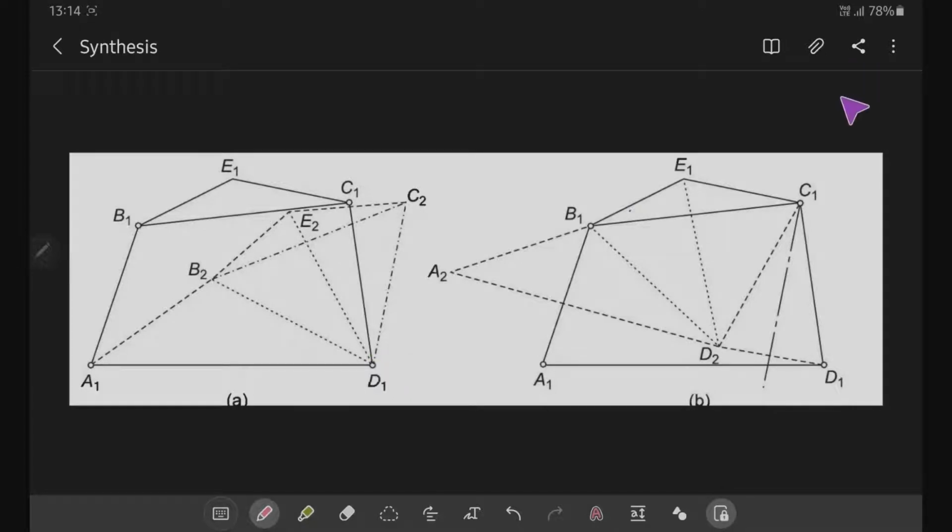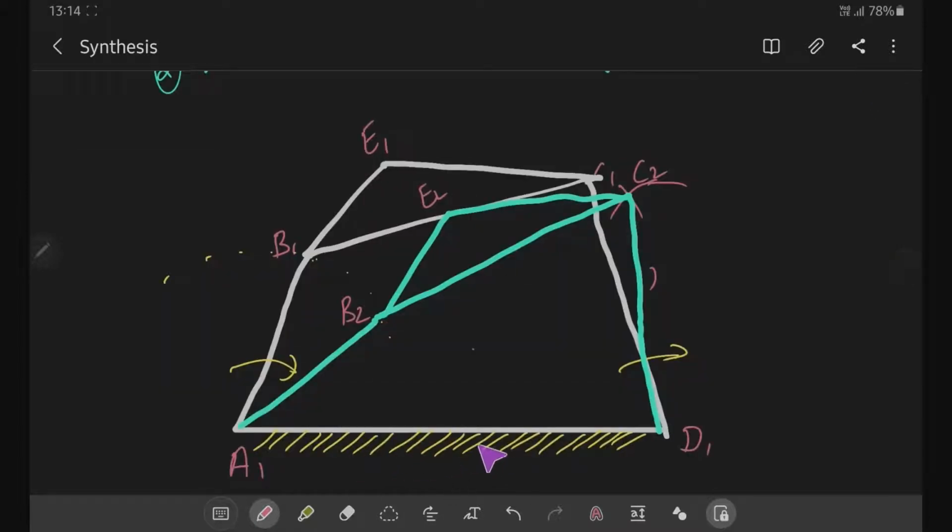Let us look at this 4-link mechanism with a small inversion. Initially I considered the link a1, d1 to be fixed, but what if the link b1, c1 is fixed? That is, the coupler link is fixed. Then all the coupler points, that is e1, e2, e3, and so on up to en, however many you may take, will be at the same location, that is e1, the initial position, and b1 will be at the same position, c1 will be at the same position. There is no movement; the only movement is in a1 and d1. That is, a1 will take a2, a3 and d1 will take d2, d3.